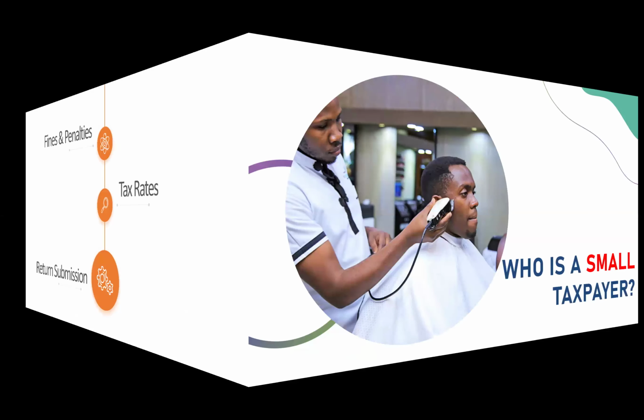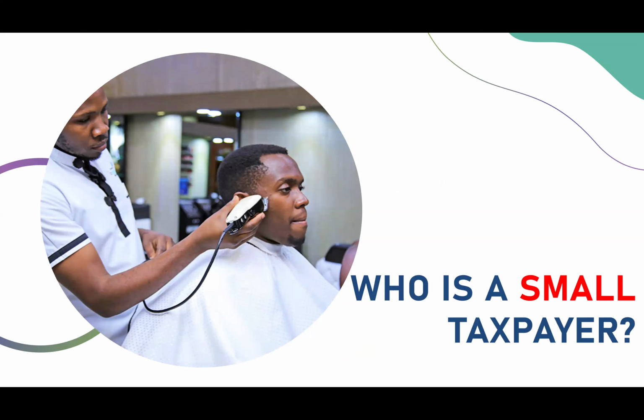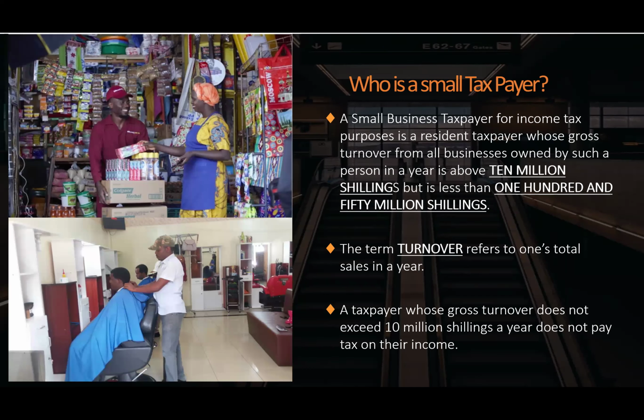So we shall begin by asking ourselves, who is a small taxpayer? A small business taxpayer for income tax purposes is a resident taxpayer whose gross turnover from all businesses owned by such a person in a year is above 10 million shillings, but less than 150 million shillings. Okay? The gross turnover from all the businesses.